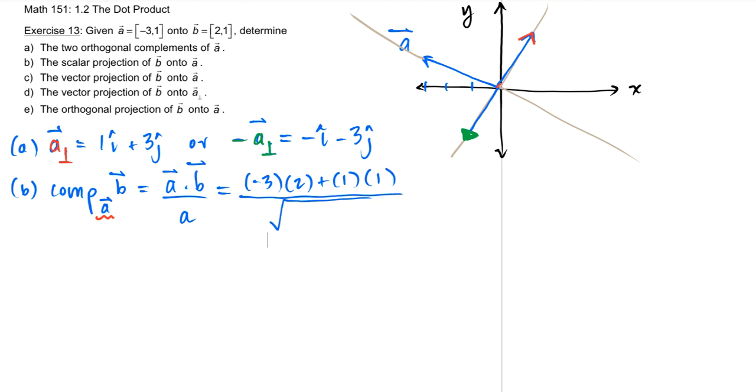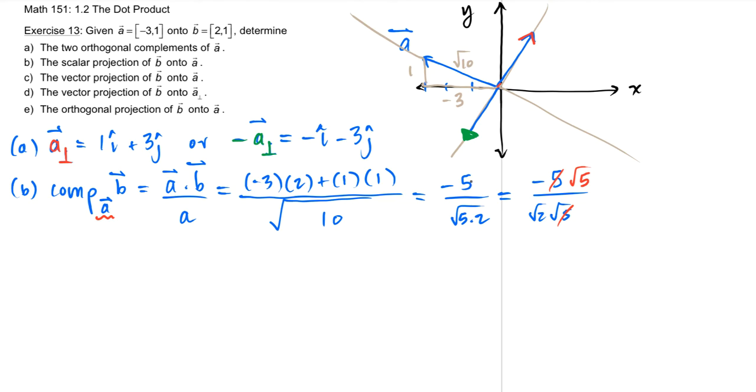We could always imagine drawing a right triangle here. We see a base of 3 spaces to the left and 1 up, and therefore the hypotenuse, or the magnitude of the vector, is square root of 10. And so we get negative 6 plus 1 is negative 5 divided by root 10, and we could write 10 as 5 times 2, so we could reduce this, and 5 divided by root 5 gives us root 5.